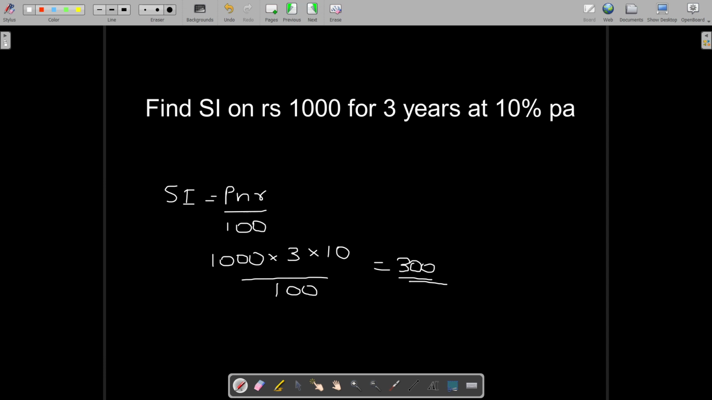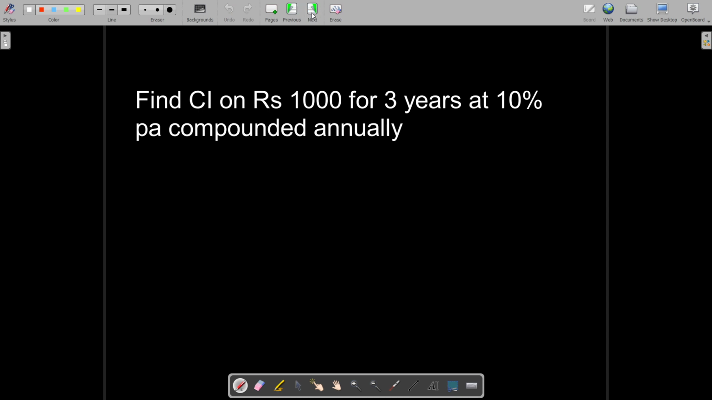Or you can say that for the first year you get ₹100 as interest, for the second year you get 100 as interest, for the third year you get 100 as interest, so you get a total of ₹300 as interest. Moving on to compound interest. Here the compounding period is annual, the money is compounded annually, so after every year you will get an interest on interest.